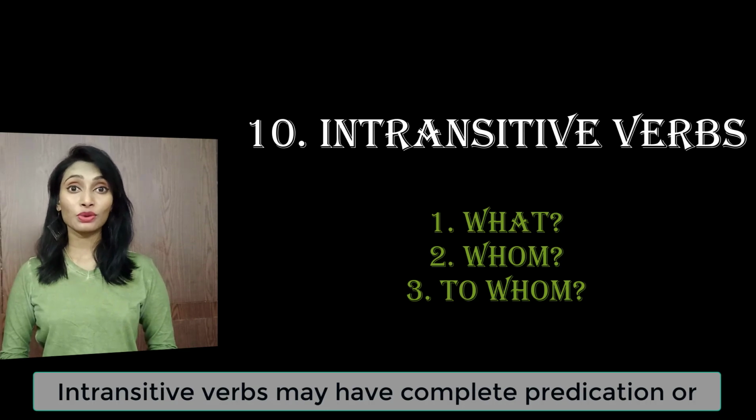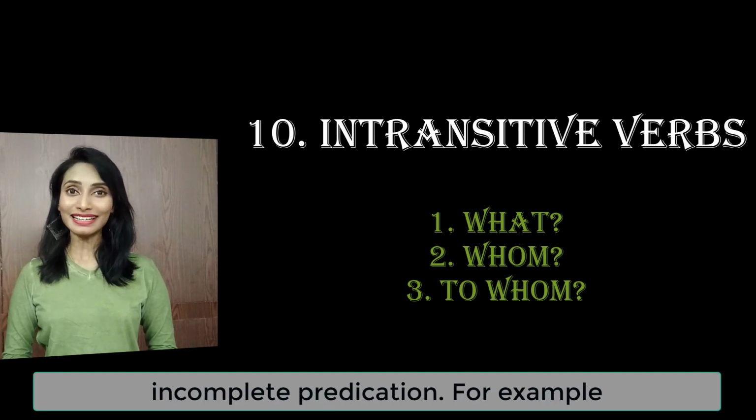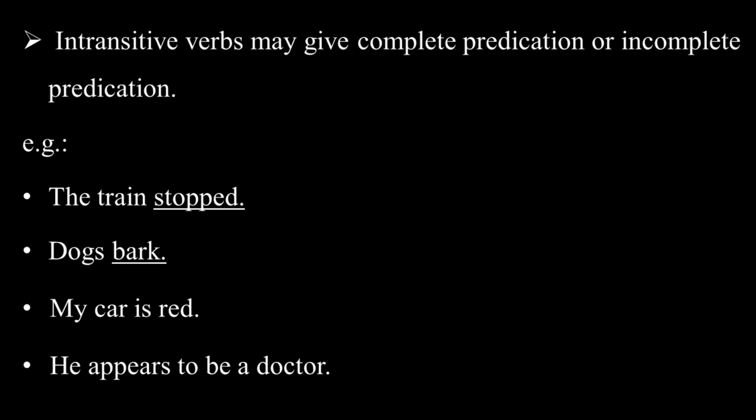Intransitive verbs may give complete predication or incomplete predication. For example, the train stopped. Dogs bark. My car is red. He appears to be a doctor.